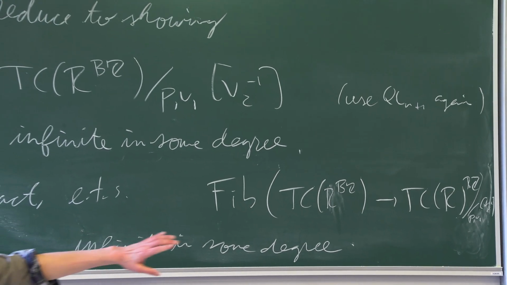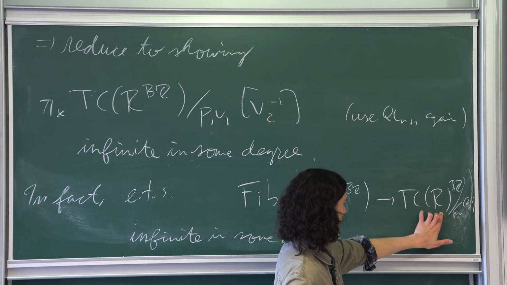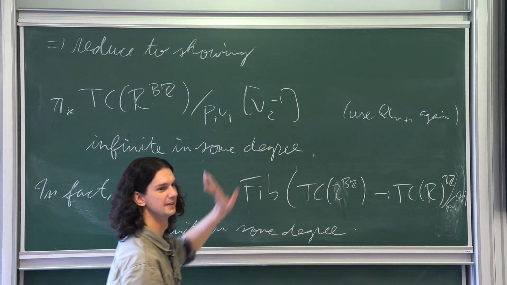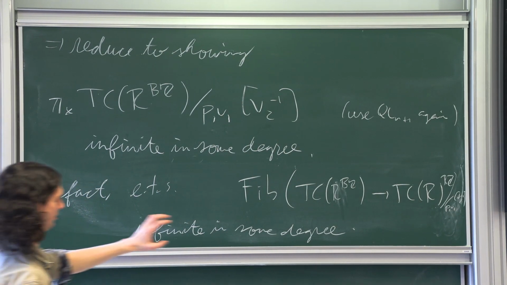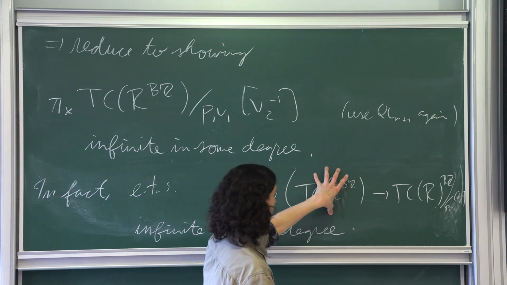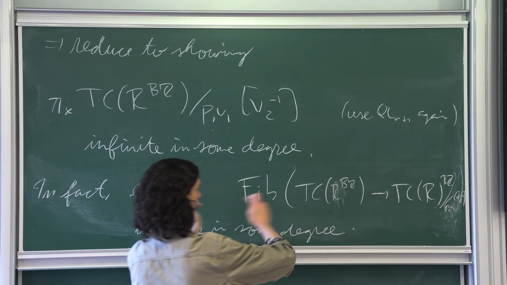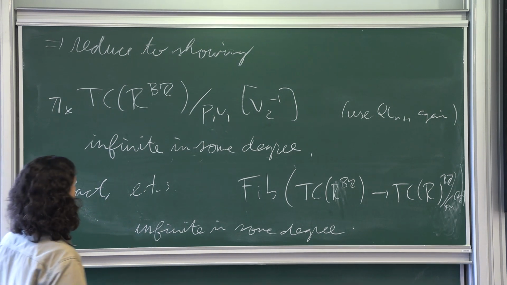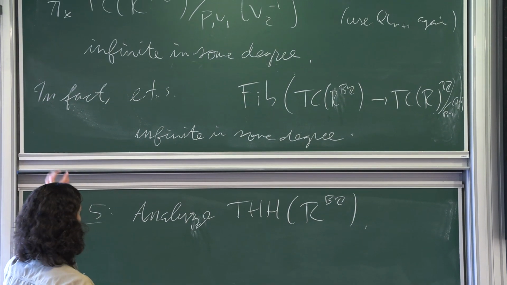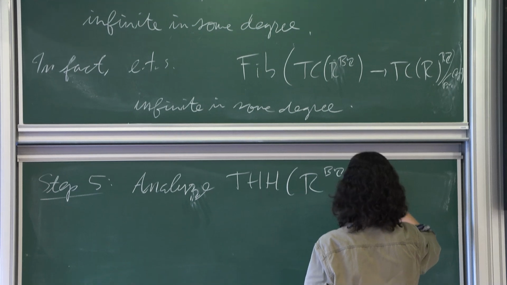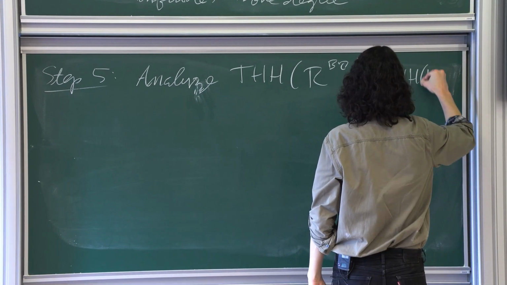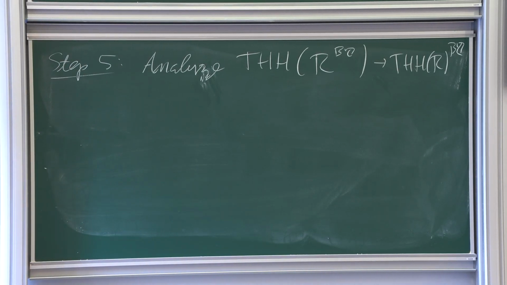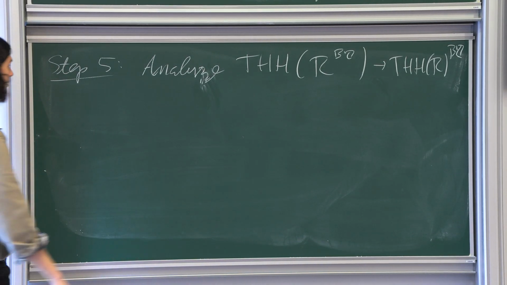Because, again, by Ausoni-Rognes, we know that this is the same as this. So I'm just saying that we already know that this is finite. So this guy being infinite is the same claim as the fiber of the comparison map being infinite. So now we analyze this comparison map of cyclotomic spectra.